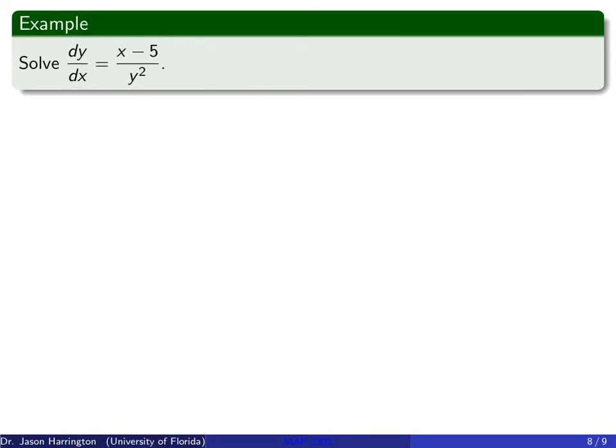So let's try this guy out. This is another separable differential equation, and we just want to solve this for general C's. So here we're going to have dy over dx is equal to x minus 5 over y squared. And note, I can write this as 1 over y squared times x minus 5. So it is in fact separable.